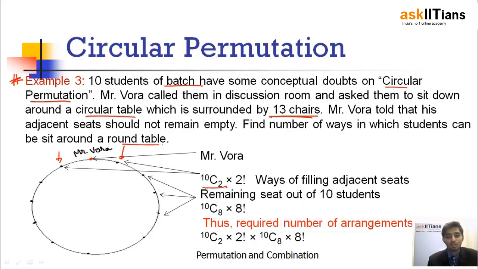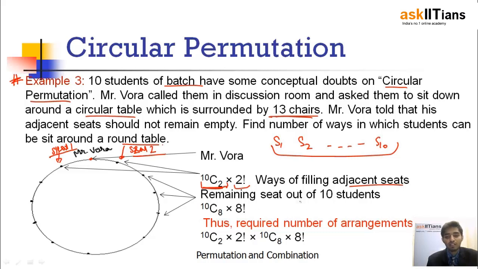Out of these 10 students, first of all I will select 2 students and arrange them on these 2 seats, seat 1 and seat 2. So out of the 10 students, S1, S2, S3 up to S10, I will select any 2 students and then arrange them on these 2 seats. I will arrange them on seat 1 and seat 2 in 2 factorial number of ways. So the ways of filling the adjacent seats will be given by 10C2 into 2 factorial.